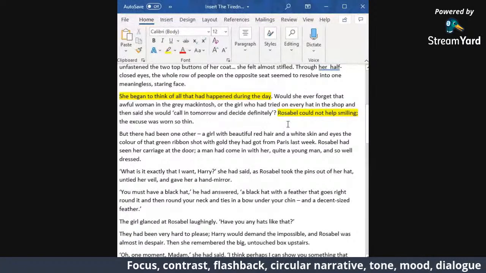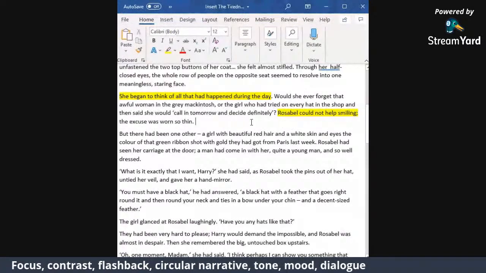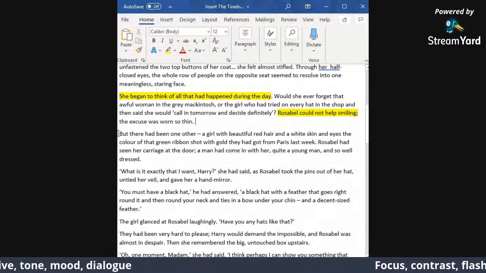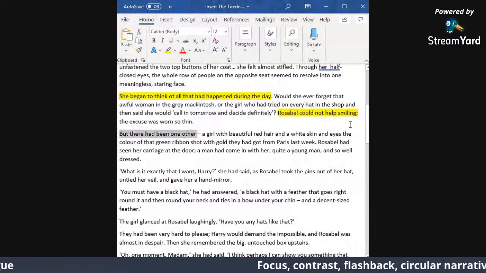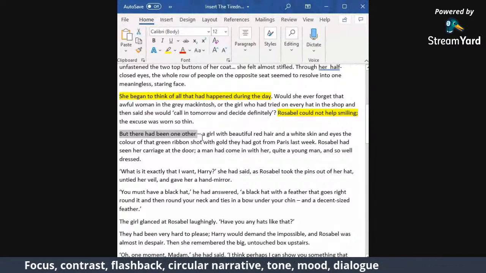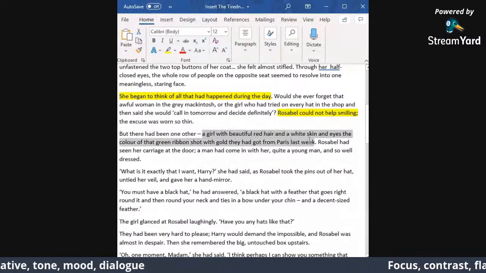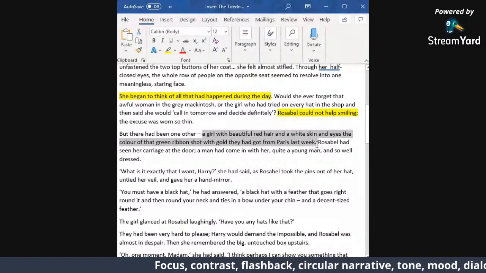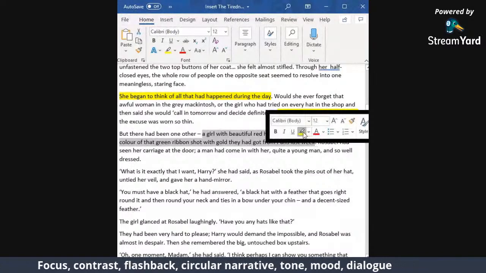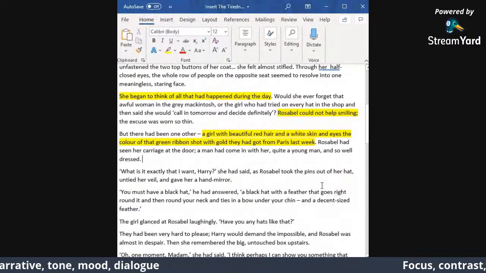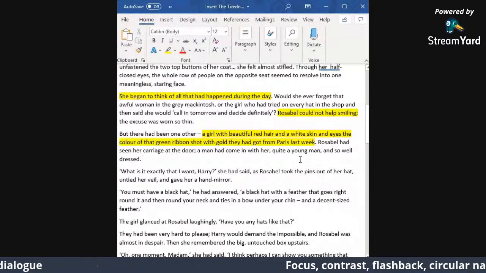And then there's another shift of focus in the camera, with the cameraman now, and it starts off, but there had been one other girl, and now this is a complete aspiration of possibly what Rosabelle wants for herself. "She saw a girl with beautiful red hair and white skin and eyes the colour of that green ribbon shot with gold they had got from Paris last week." So there's a lot of information coming out about this girl. She's very beautiful, and she is probably somebody Rosabelle would aspire to.